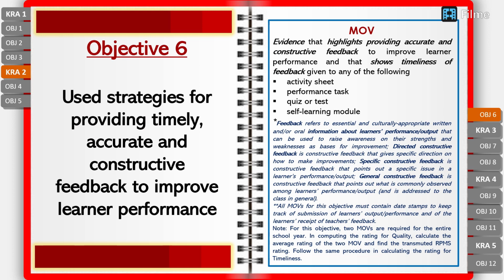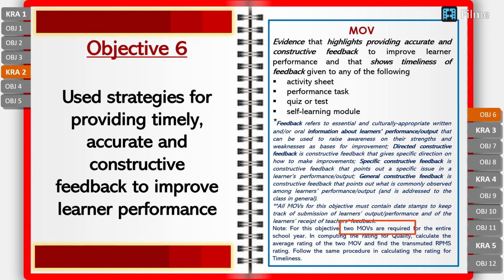Objective 6. Used strategies for providing timely, accurate, and constructive feedback to improve learner performance. The MOVs are evidence that highlights providing accurate and constructive feedback to improve learner performance and that shows timeliness of feedback given to any of the following: activity sheet, performance task, quiz or test, or self-learning module. For this objective, 2 MOVs are required for the entire school year.